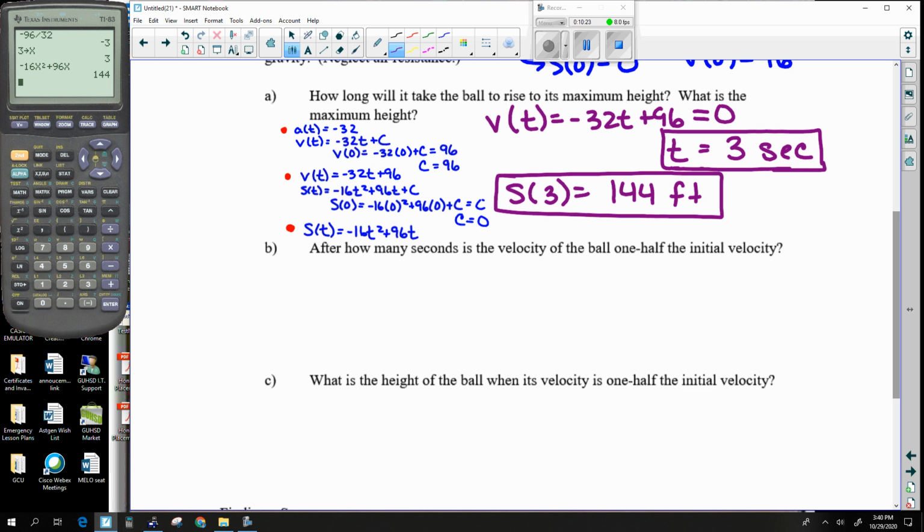After how many seconds is the velocity of the ball 1/2 its initial velocity? So that means, how long will it take for the velocity to be equal to 1/2 the initial velocity? So the initial velocity was 96. So when is the velocity 48? Because the ball's going to slow down. So when is it 48?